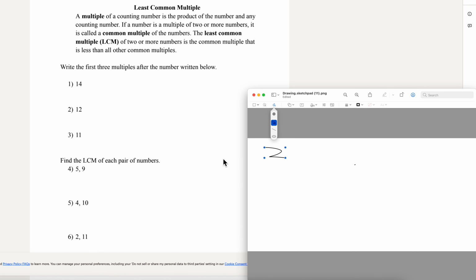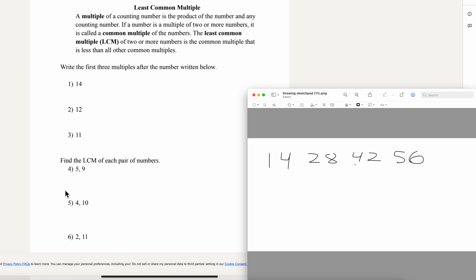Least common multiple. Write the first 3 multiples after the number written below. So I think they're just talking about having stuff that's multiplied in chronological order. So 14 times 1 equals 14, 14 times 2 equals 28, 14 times 3 would be 42, and 14 times 4 would be 56. Oh wait, I guess you don't really need 56 since this is already 3.